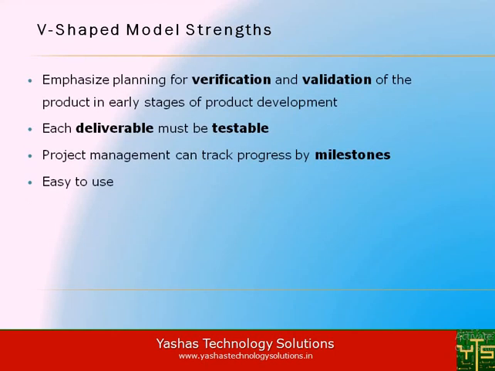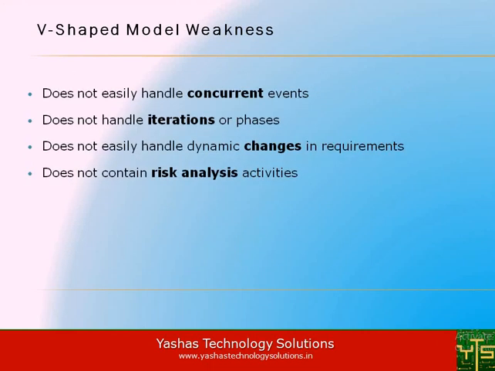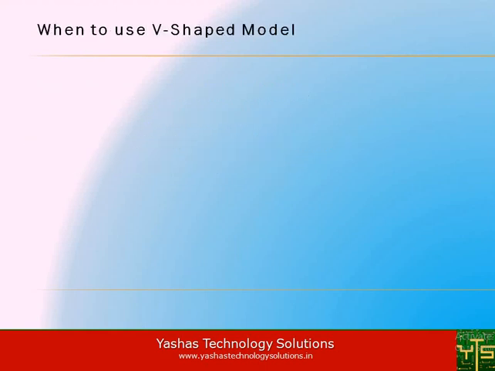So finally, let us understand the V-shaped model strengths. The V-shaped model emphasizes planning for verification and validation of the product in the early stages of product development. Each deliverable must be testable. Project management can track progress by milestones, and it is easy to use. Finally, let us understand the weaknesses of the V-shaped model. It does not easily handle concurrent events, does not handle iterations of phases, does not easily handle dynamic changes in requirements, and does not contain risk analysis activities.